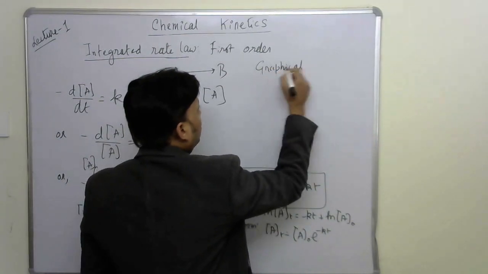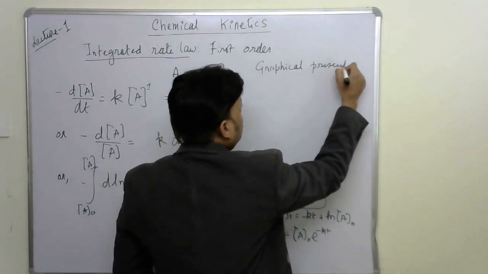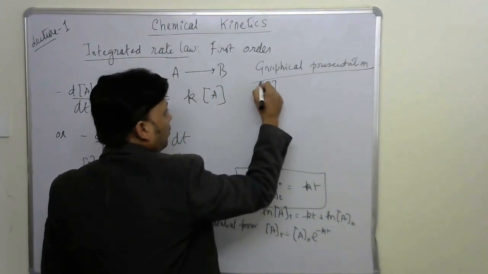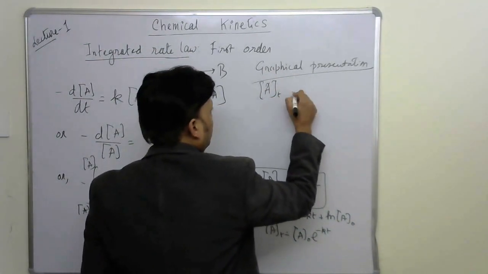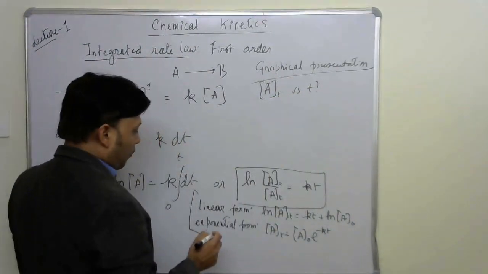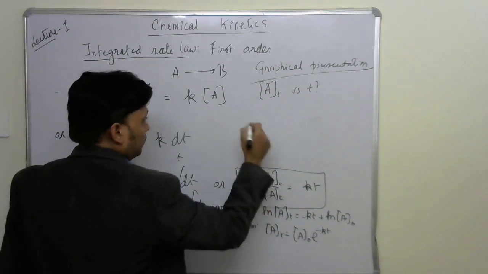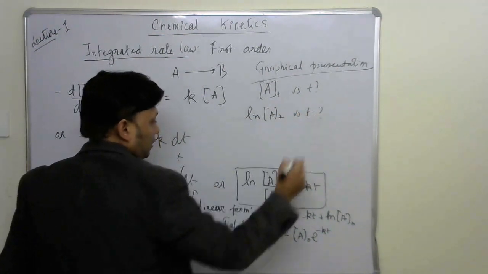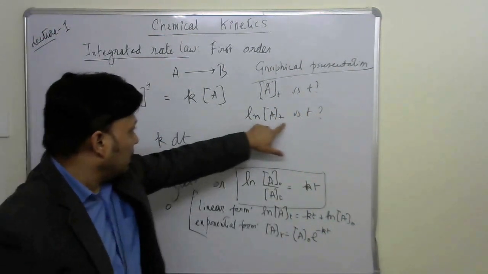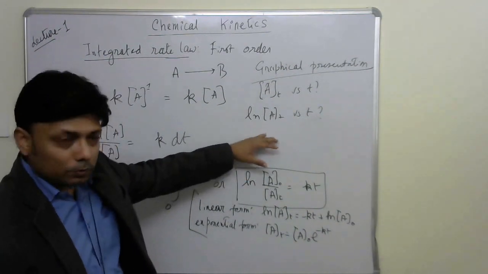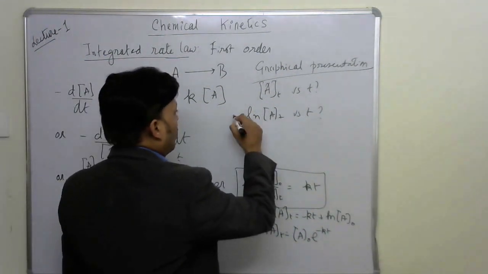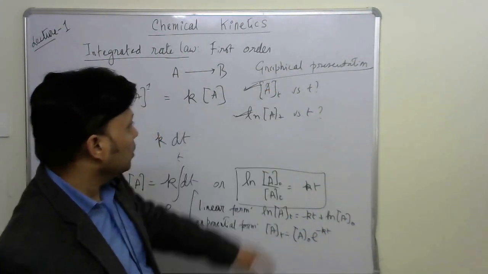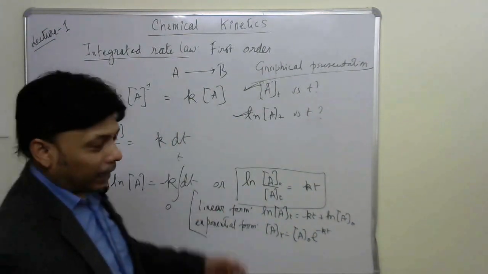So once we get these two forms, obviously there is the question of graphical presentation. From here, can we represent the graphical plot of A_t versus t, number one, and of course whenever we have the linear form, that means ln A_t versus t. This ln A_t versus t would give you a straight line, and you have to qualitatively draw the graph plot to show how these two plots look.